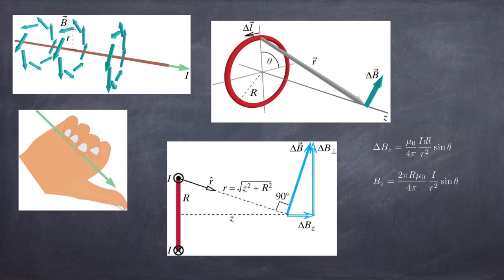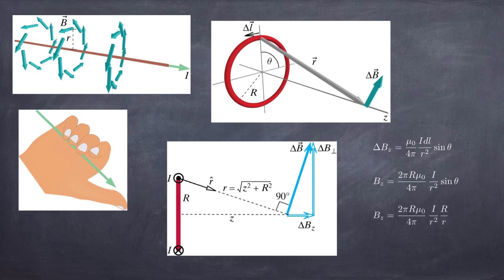The cool thing is, of course, theta is a constant in this case, so everything basically comes out of the integral. That means r is a constant, and the dl just gets integrated around the loop, and so the integral of dl is just the circumference of the loop, which is 2 pi r. So you put all that in, and you get a very simple result.